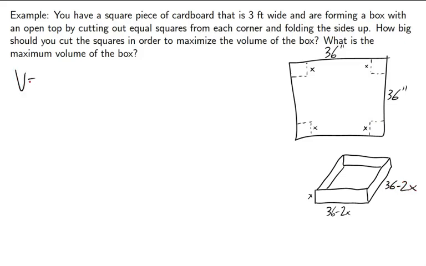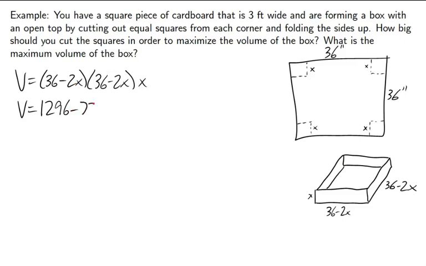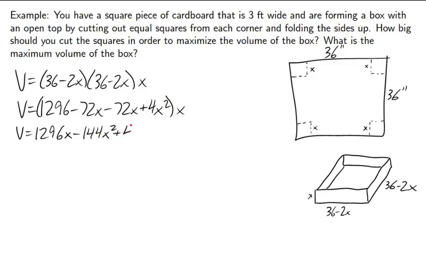The volume of the box is length times width times height. Let's just go through and write that out. We get V equals 36 times 36, that's 1296, minus 72x minus 72x plus 4x squared. All that is times x. So I get 1296x minus 144x squared plus 4x cubed. There's our volume. So if we take the derivative and set it equal to 0, this will get it.